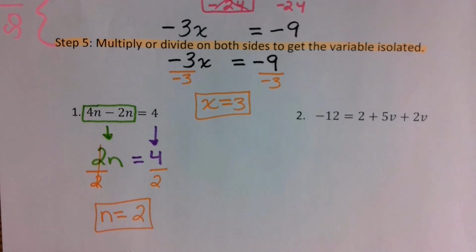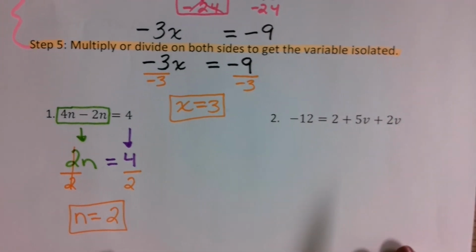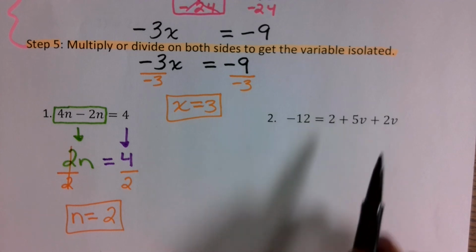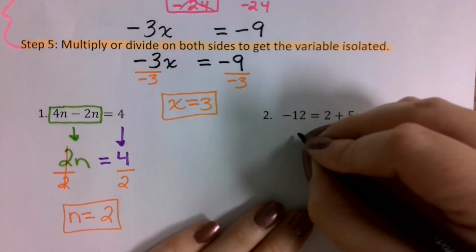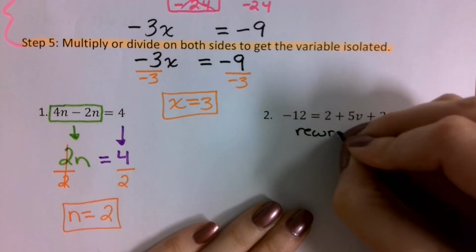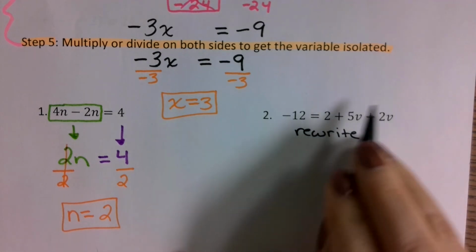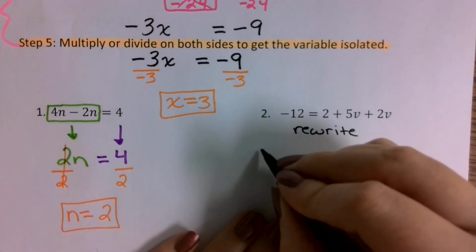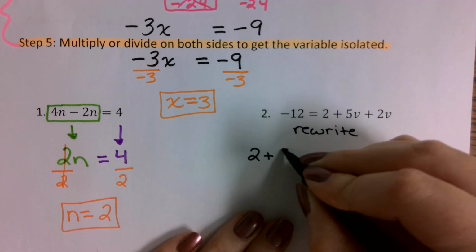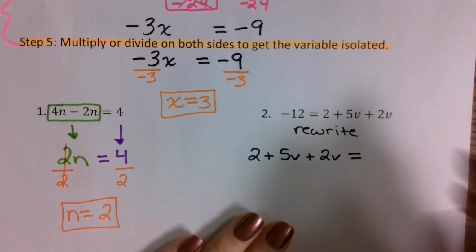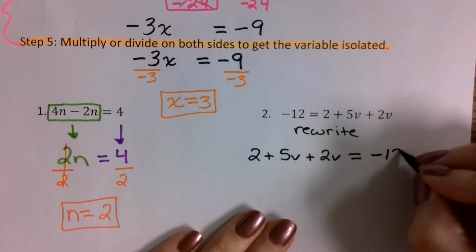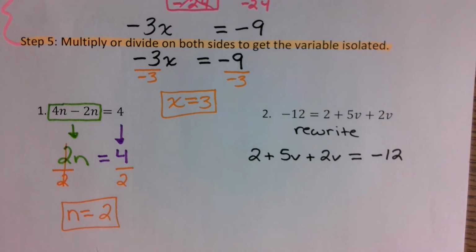Let's take a look at number 2. For problem number 2, because you've got the variables on the right side, I strongly recommend to you guys that you rewrite it. It makes it a lot simpler. I feel like some of you get confused when you don't have the variable on the left side. So I would strongly advise that the first thing you do is go ahead and rewrite it. Take the right side and put it on the left. So do 2 plus 5v plus 2v, and then it equals negative 12. Just rewrite it. Flip-flop the sides. That's all.